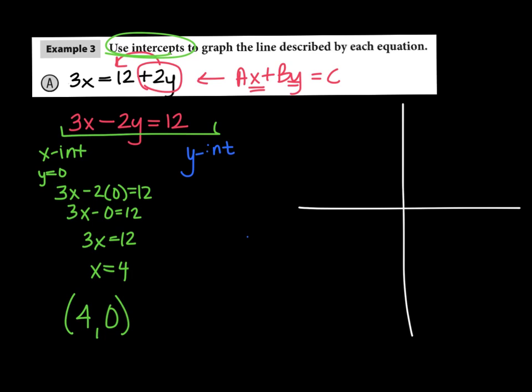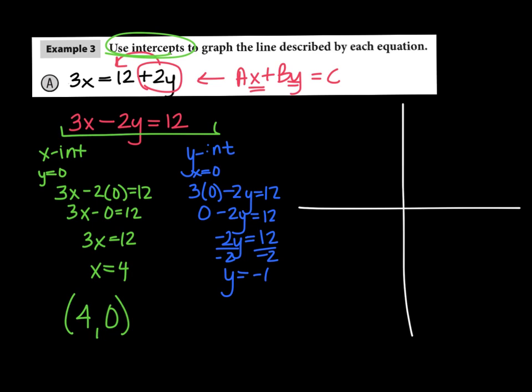Now I want to do my y-intercept, and remember I do x is 0 this time, so 3 times 0 minus 2y equals 12. 0 minus 2y equals 12. Make sure that you carry this down as a negative 2y, and then divide by negative 2. Remember, positive divided by negative is a negative, so I'm going to have y equals negative 6. Which means my ordered pair is going to be (0, -6).